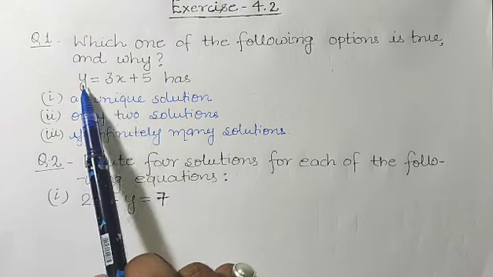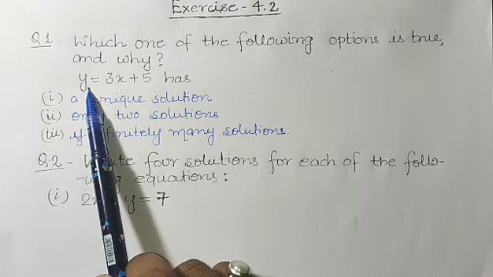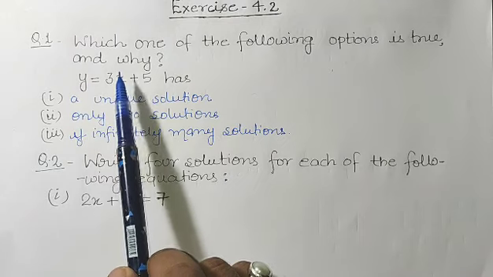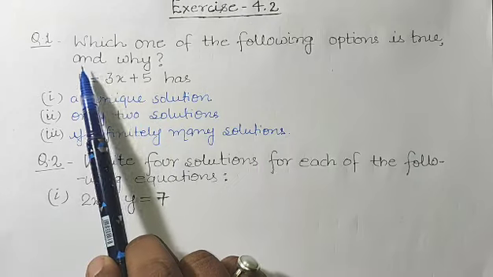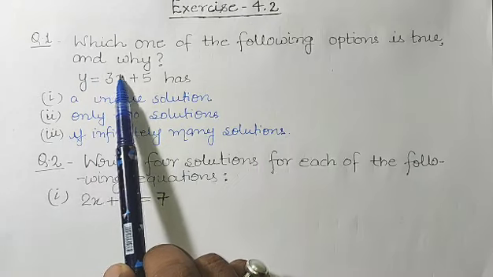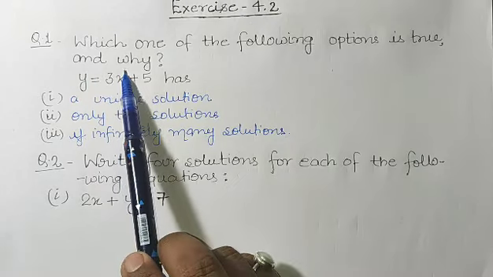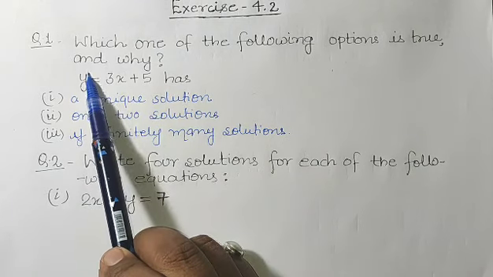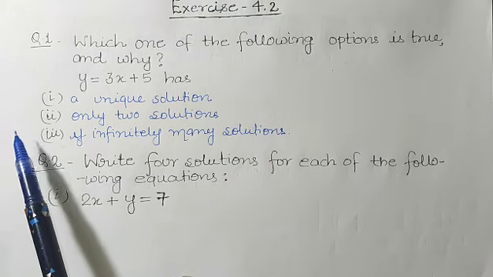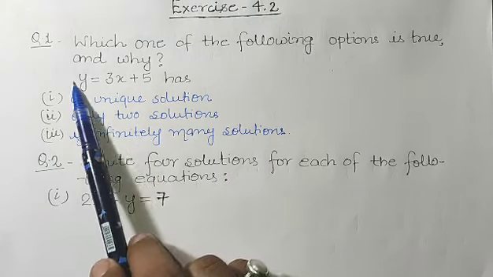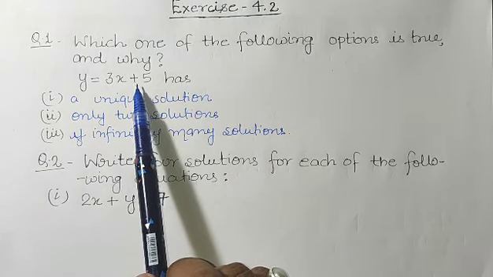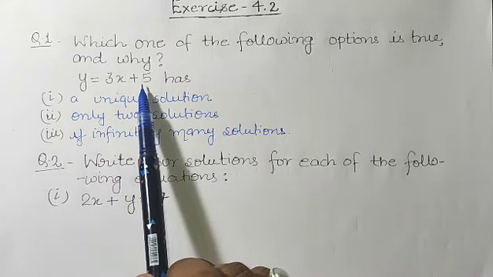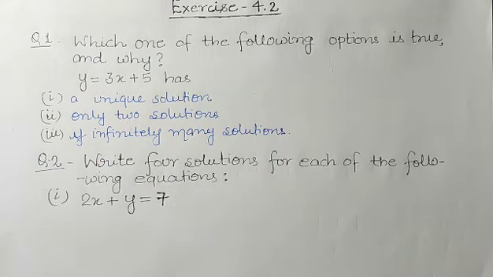So see, in this equation one variable is y, one variable is x, and here the power of x variables is what? 1. Here also nothing is written, means 1, and y to the power also nothing is written, means 1. So this is a linear equation in two variables.